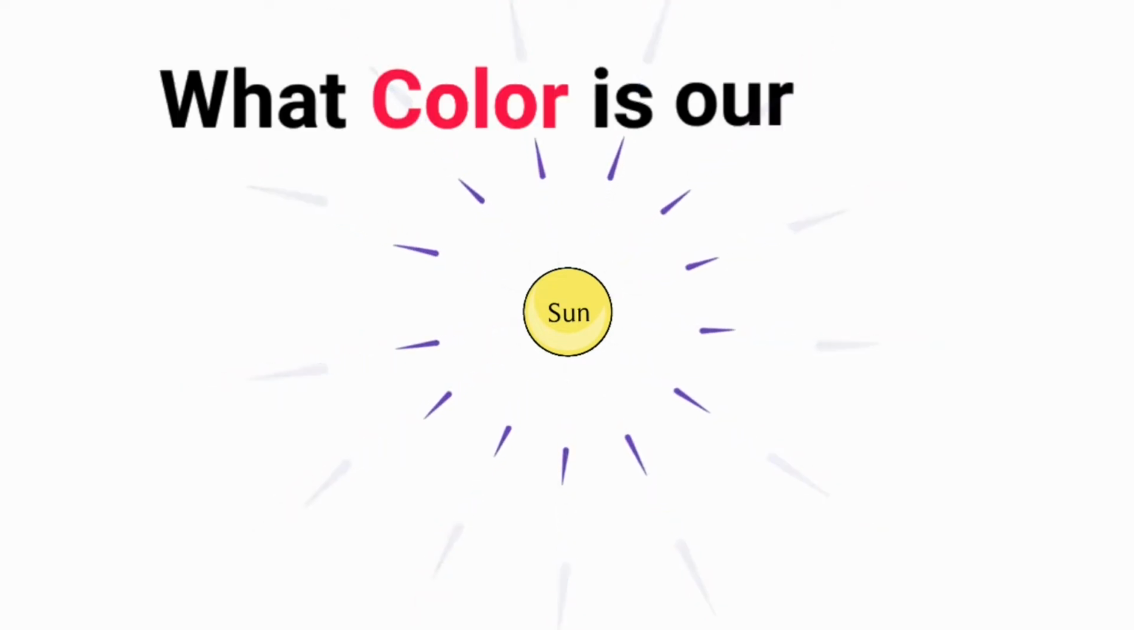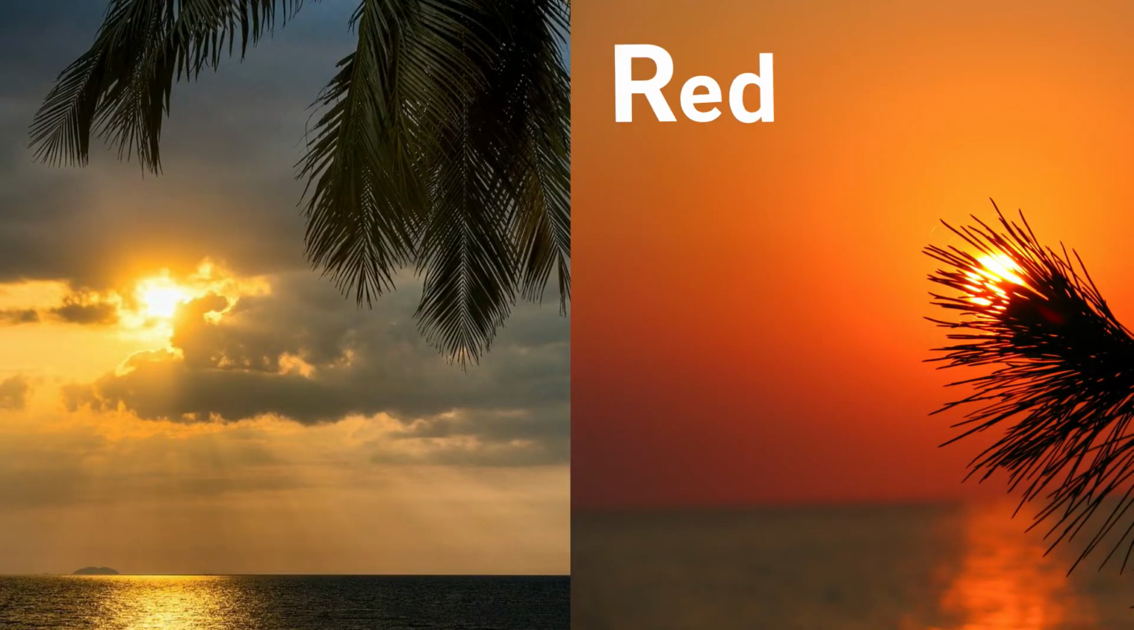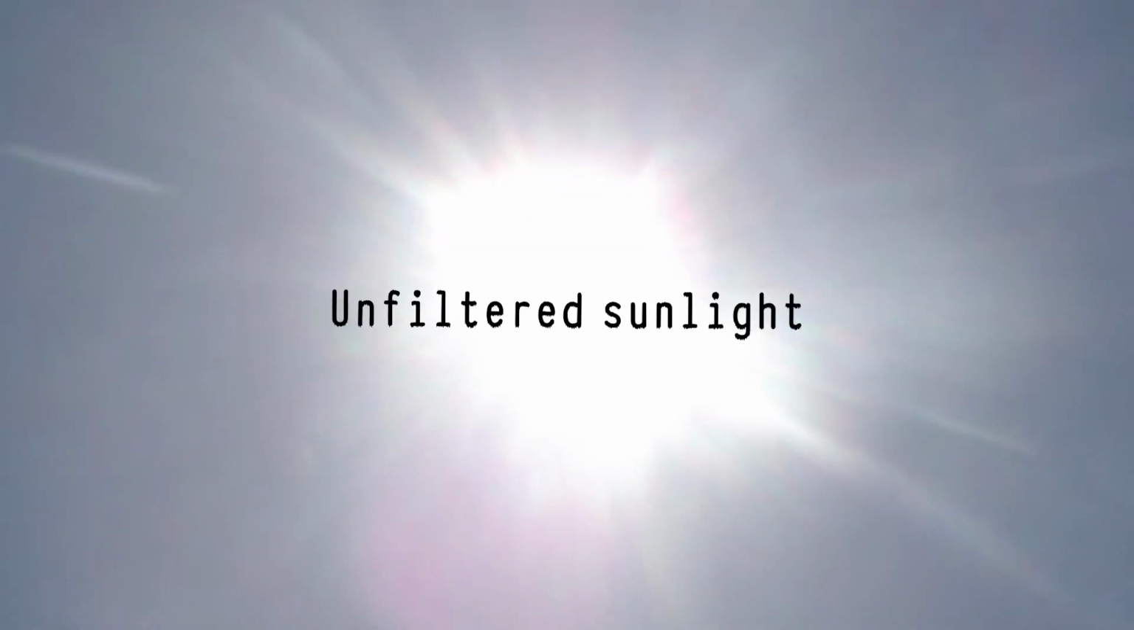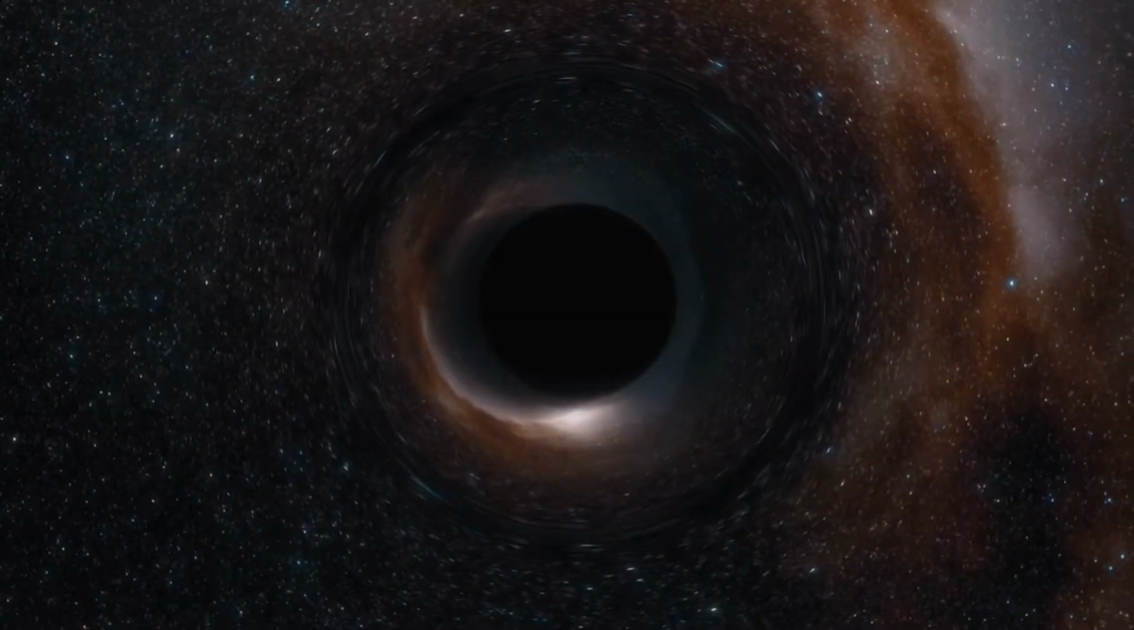But what color is our sun? You may say yellow or red. If you went on a trip to the International Space Station and looked at the sun, you'll find our sun white. Pure white. And nothing can be pure white except unfiltered sunlight. And nothing can be pure black except the depth of a black hole.